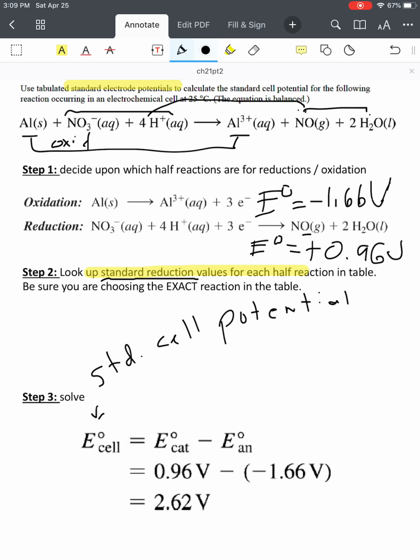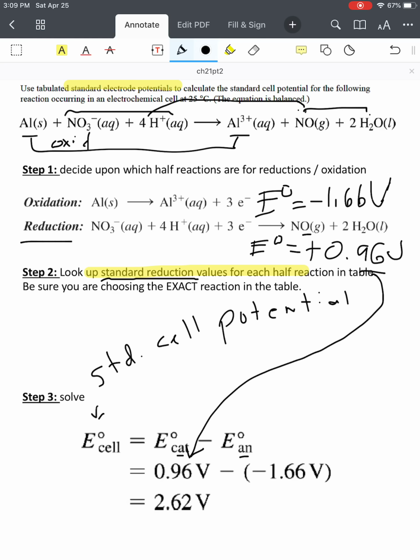So what would the standard cell potential be? Well, it's really, really easy from here. We just employ that equation on that previous slide. E0 cathode minus E0 anode. You got to remember the order. The reduction comes first, the oxidation comes second. So we take what? Our reduction half reaction, which is this one, and its value, which was the 0.96. We plug that in for E0 cathode.